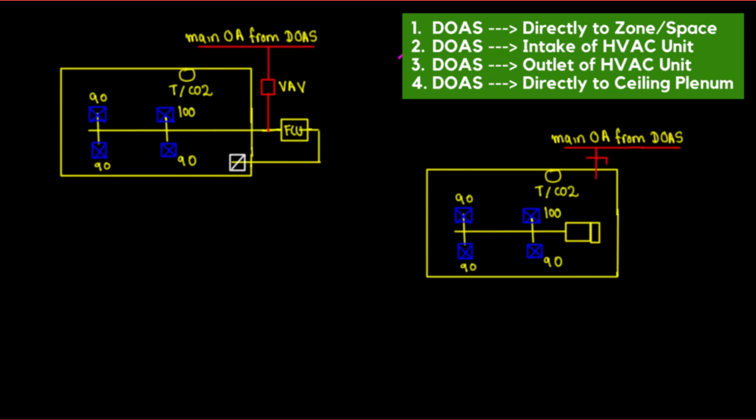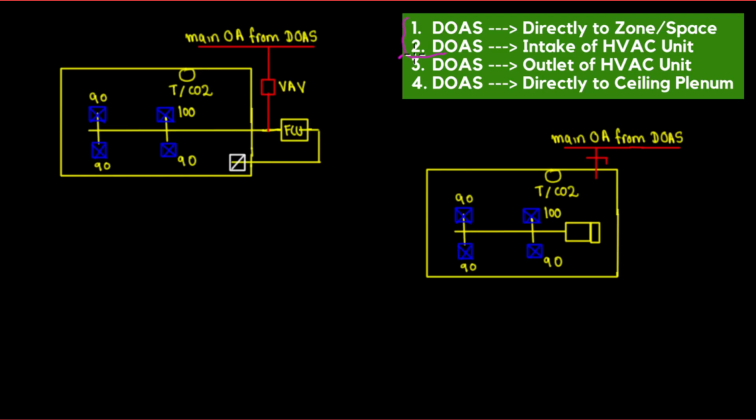Today we're going to be talking about dedicated outside air system, DOAS, part 4, air distribution configuration. All right, so let's get into it. To begin with, I'm going to put this in pink. In pink, in the previous video we've been talking about number 1 and number 2 configuration, which is directly to the zone, to a space, and intake to the HVAC unit, okay?